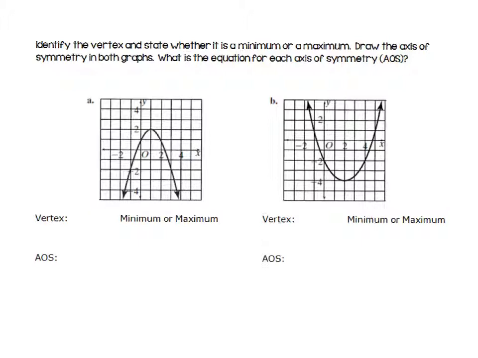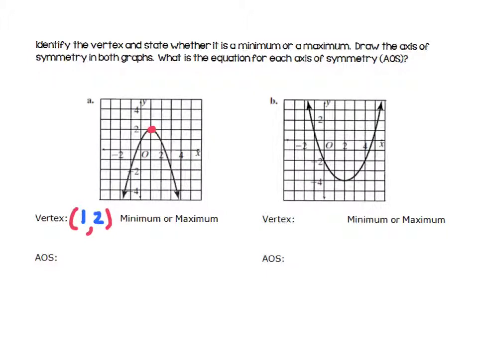So let's look at this part. Identify the vertex and state whether it is a minimum or a maximum. Then draw the axis of symmetry in both graphs. What is the equation for each axis of symmetry, AOS? Let's look at the first one and identify the vertex. Remember that the vertex is the point in the middle of the U and it's either the highest or the lowest. So there's my vertex and we can mark this as a point, and that point is (1, 2).